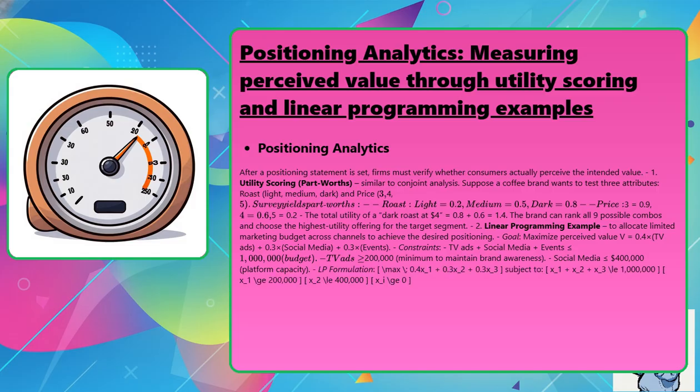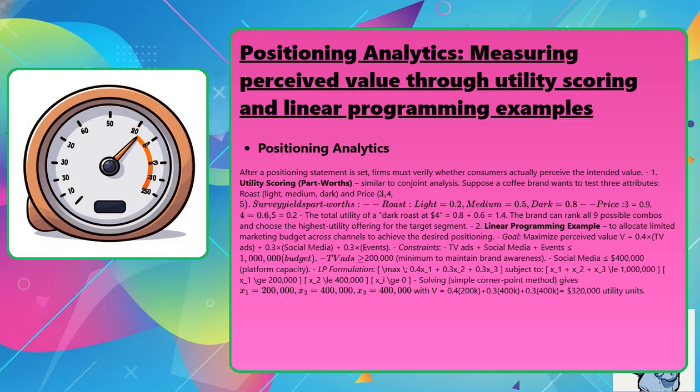LP formulation: maximize 0.4x₁ + 0.3x₂ + 0.3x₃. Subject to x₁ + x₂ + x₃ ≤ 1 million, x₁ ≥ 200,000, x₂ ≤ 400,000, xᵢ ≥ 0.